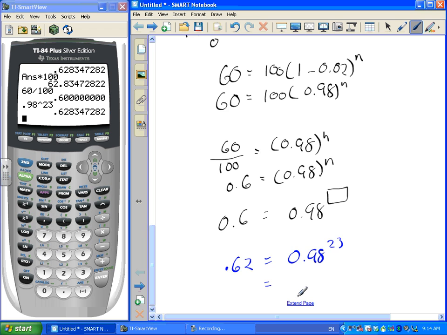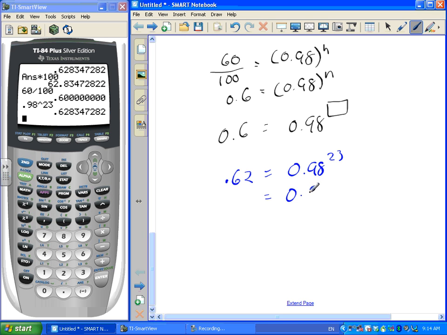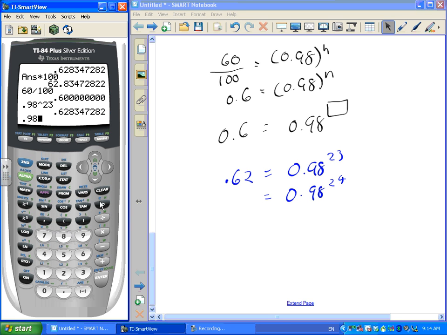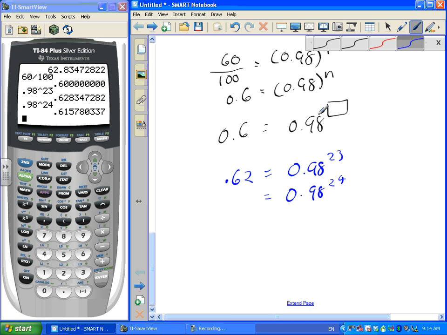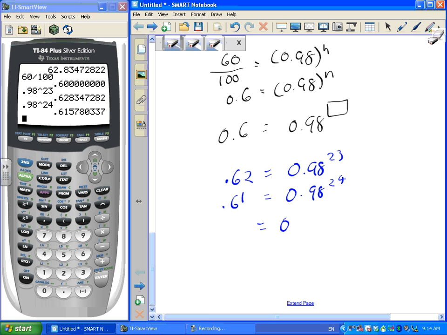So our next one we're going to try is 0.98. Shall we go to 24? Okay, let's try 24. 0.98 to the power 24 gives 0.61. Still too high, probably. Want to jump to 26? Sure, that's not a bad strategy either. So we're going to skip 25 and go to 26.